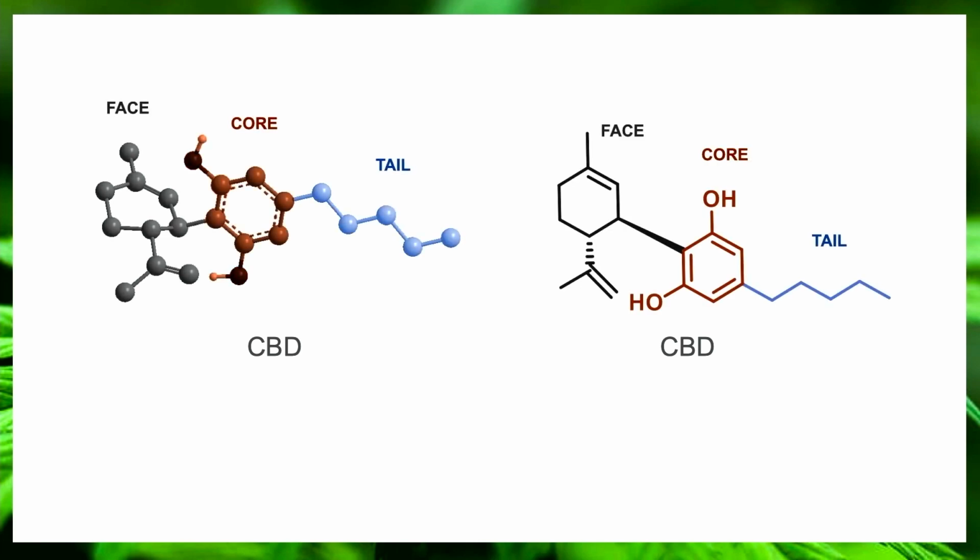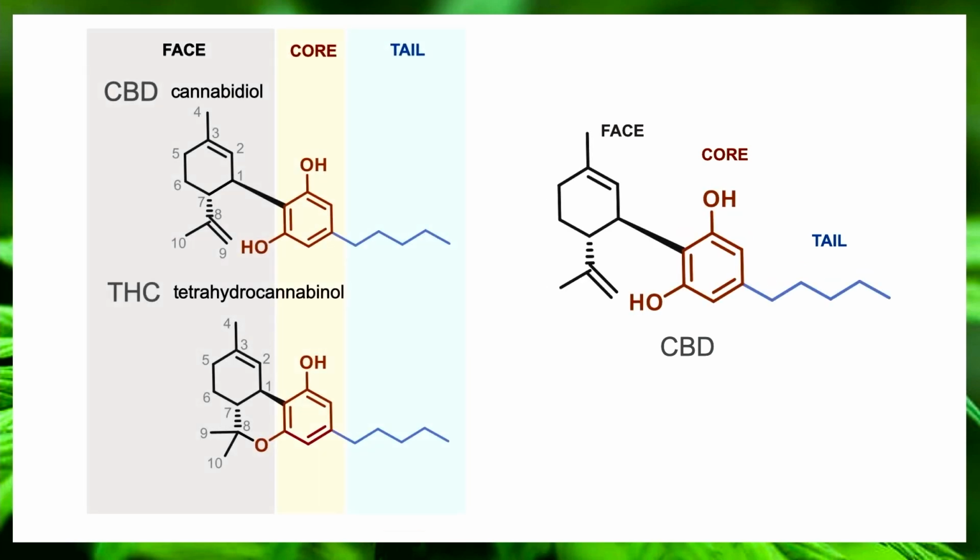Now, let's divide this cannabinoid into three parts. Let's call them face, core, and tail. And then let's just count carbon atoms on each one. So the face will have 10 carbon atoms, the core has 6, and the tail has 5. And the reason I do this is because it makes it pretty convenient to compare between CBD and THC. When you do it this way, you can see that the difference between these two molecules lies entirely in the face. Carbon number 8 is suddenly bound to one of the oxygens in the core. And that is the only difference between CBD and THC.